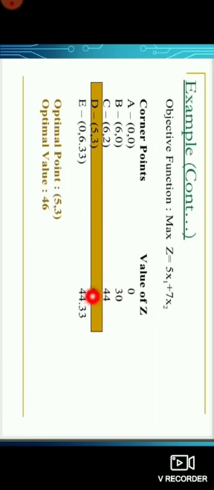Maximize z is equal to 44.33. You know the maximum value is 46 and the corner point is x1 value 5 and x2 value 3. That means this is your optimum value. The optimum value is 46 and the optimal point is x1 is 5 and, sorry, x2 is 3. This is your complete solution. So thank you once again for your patience. So we will stop here.